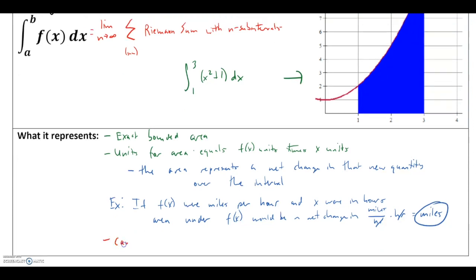And finally, the area can be positive if it is shaded in above the x-axis, representing a positive net change, or it can be negative if it is shaded in below the x-axis, representing a negative net change.